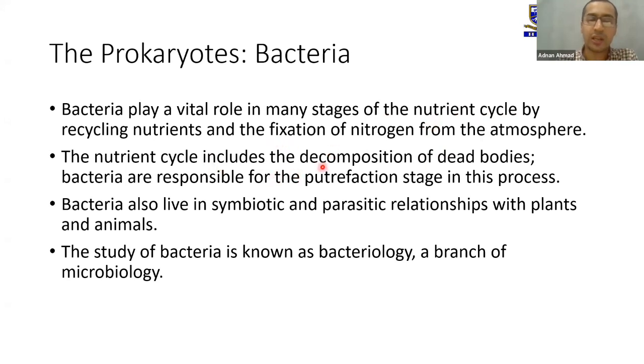The nutrient cycle includes the decomposition of dead bodies of plants and animals, as I just said. Bacteria are responsible for the putrefaction stages in this process. So what do we mean by putrefaction? It means they are being broken down into simple molecules by these bacteria. Bacteria also live in symbiotic and parasitic relationships with plants and animals. A symbiotic relationship is a 50% gain and a 50% loss. Bacteria take something from the host and they give something beneficial to it.